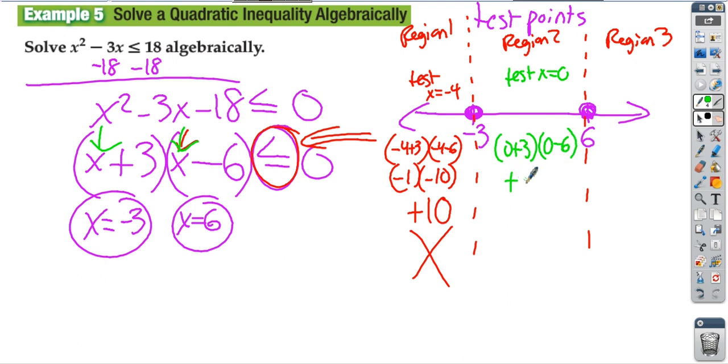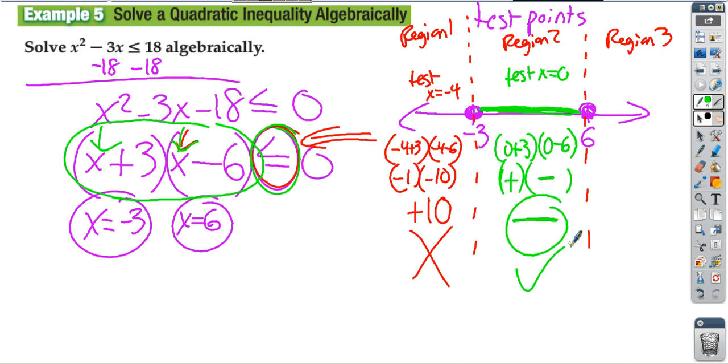0 plus 3 is a positive number, doesn't matter what it is, we just care that it's positive. 0 minus 6 is negative, again we don't care what negative, we just care that it's negative. A positive times a negative is a negative, and this says we want stuff that's negative, we want stuff that is less than 0. Because this whole equation right here is supposed to be less than 0. So this region is going to be shaded in. We want to include that because that is stuff that is less than 0.